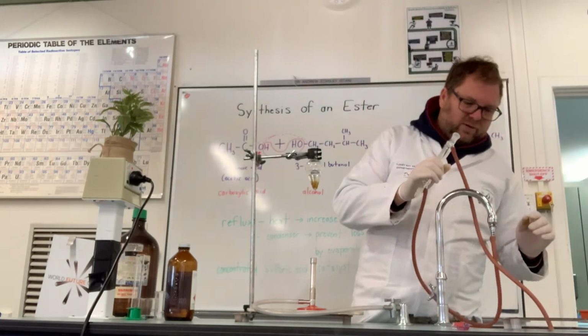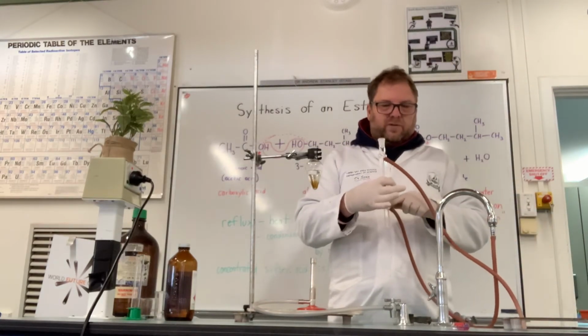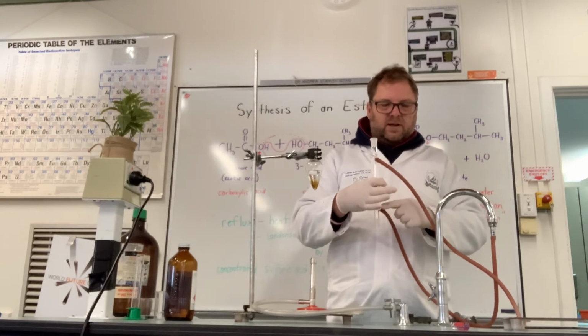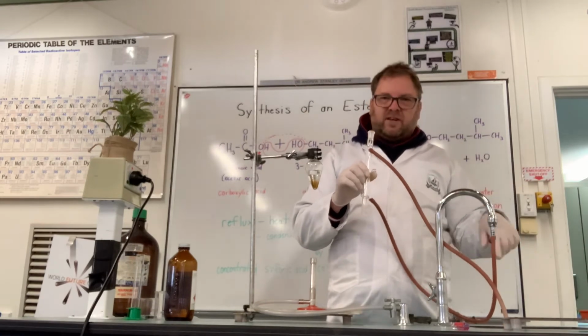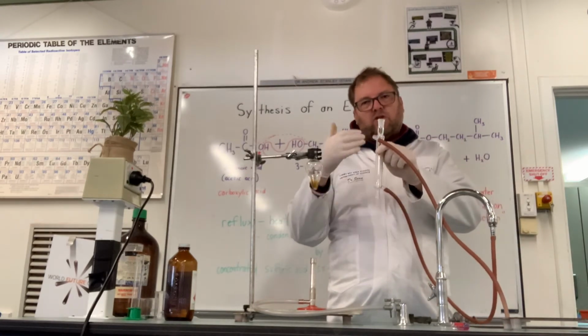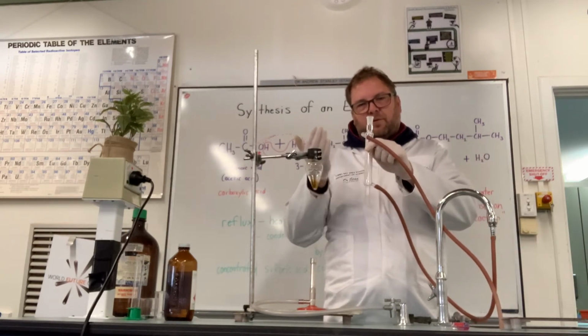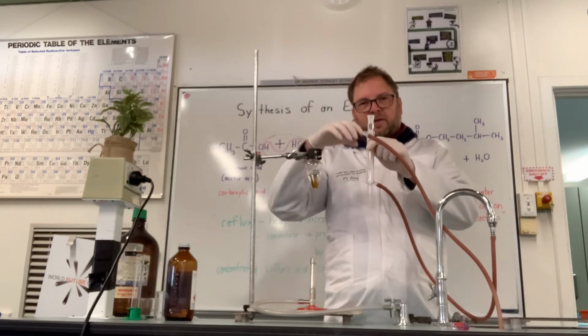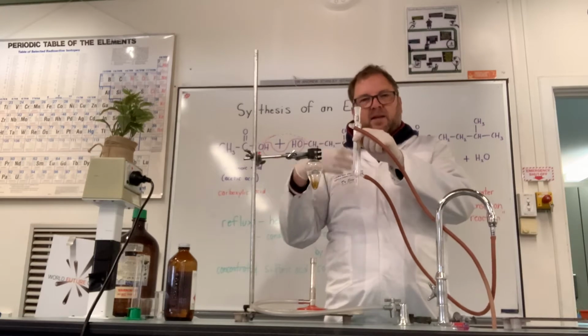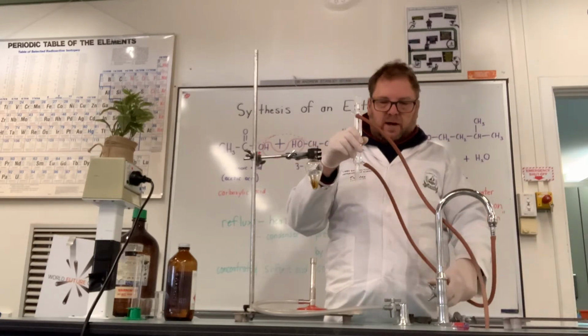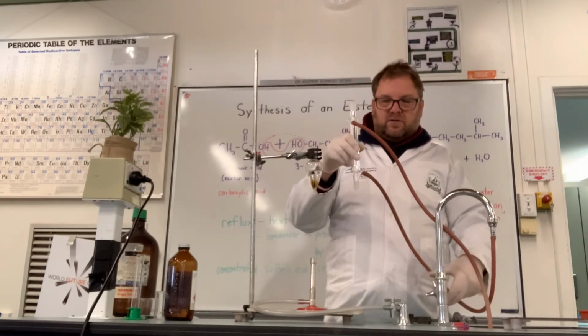Get this on pretty good because I don't want it to accidentally come off. Cold water is going to come up in the bottom, go up around the outside jacket, come out of the top into the sink, and that's just going to continually cool all the vapors that form as it boils, and then as they cool, they'll just condense back to a liquid and drip back in so that they've got the chance to continue reacting. So we just turn the tap on gently here.